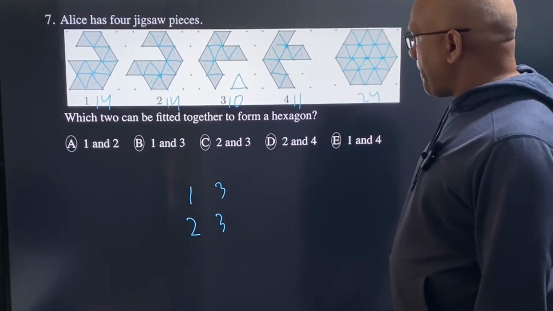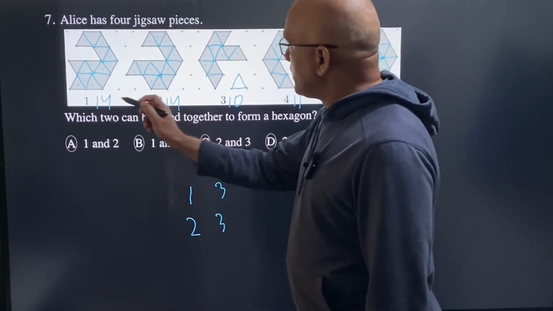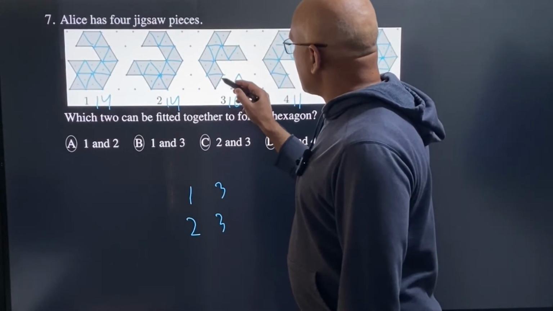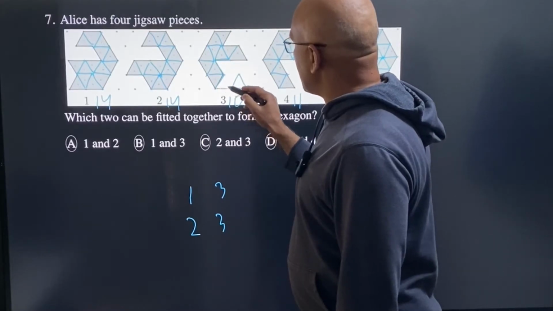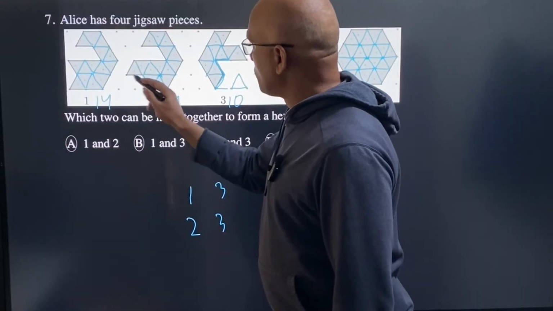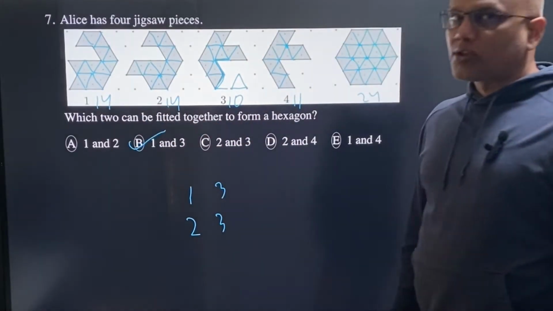And then another thing we can notice is, if you look at this end here, I need a piece that looks like this to complete, right? And that would be this. This will not fit there, so it will be 1 and 3. That is the correct choice.